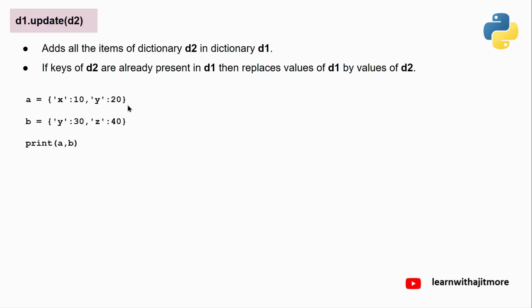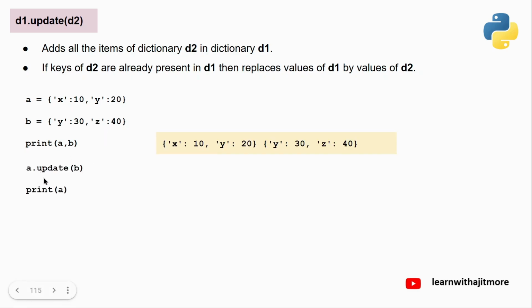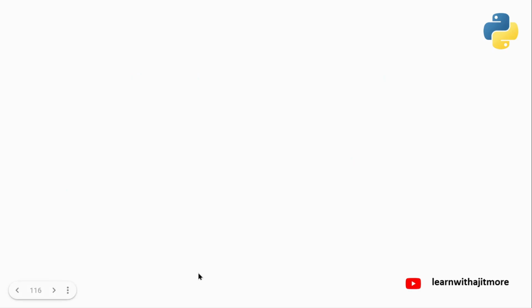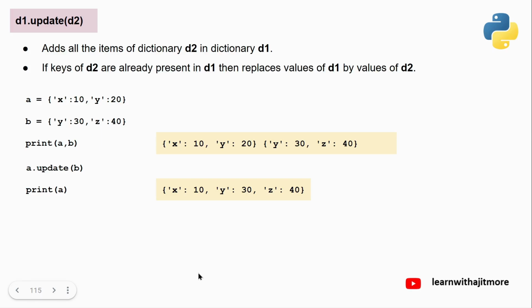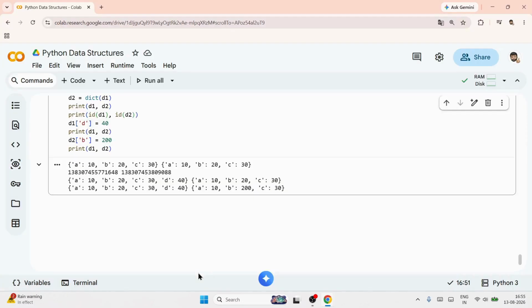See, this is A dictionary, this is B dictionary, print and see. Now you're writing A dot update B. All the items of B are added here. But when you add Y is already there. So this 30 is replaced in place of 20. And Z is not there. It will add Z as a new key. देखो, Z नया की add हो गया. And Y already था, तो ये 30, 20 की जगह पे replace हुआ. Getting, guys? I hope it is clear.